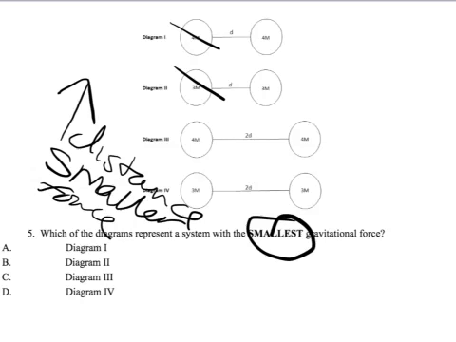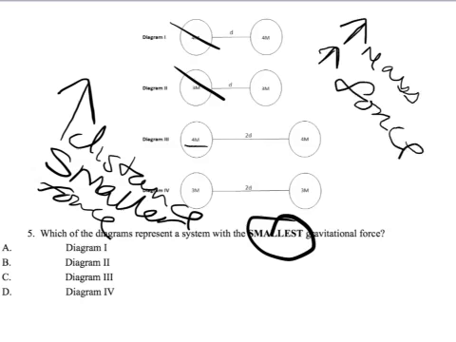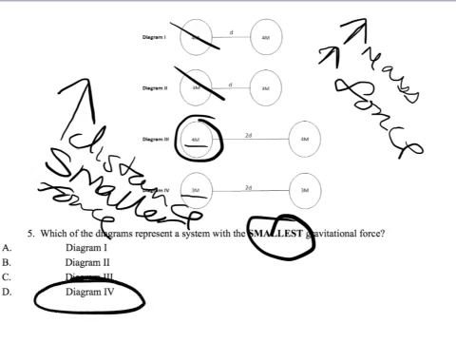Next, we're going to look at mass, because the higher the mass, the higher the force. When I look at diagram 3 and compare it with diagram 4, 3 has the bigger mass, which means it would have a bigger gravitational force than 4. So diagram 4 has the smallest gravitational force.